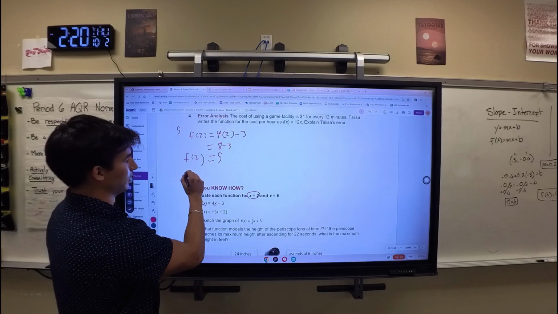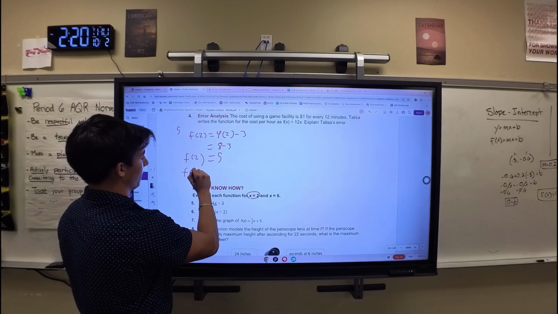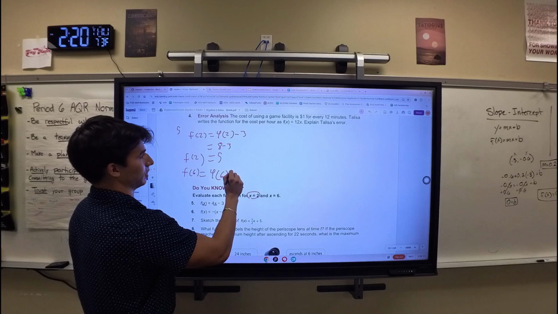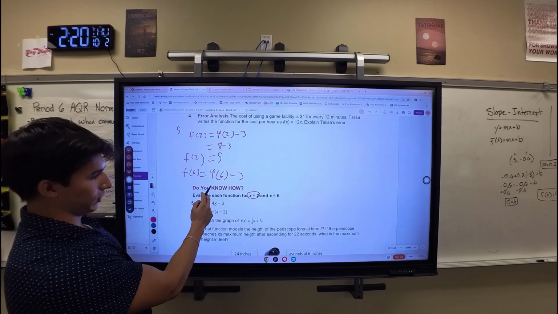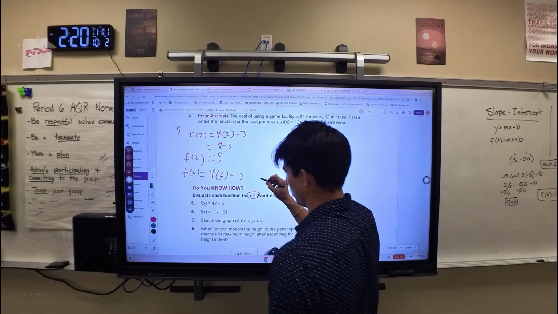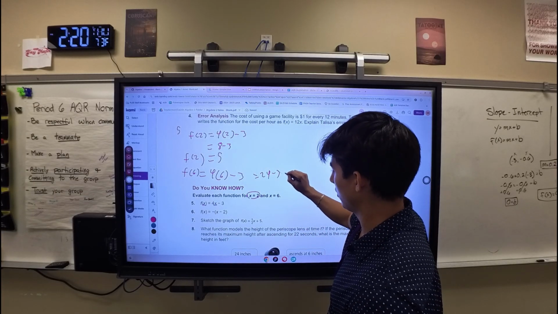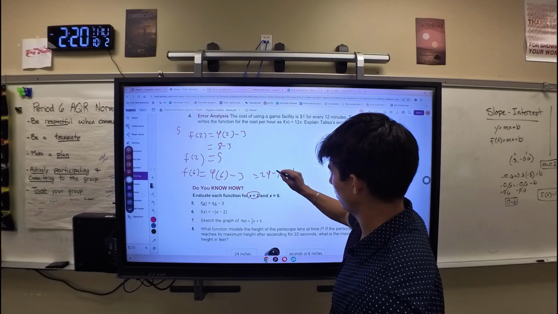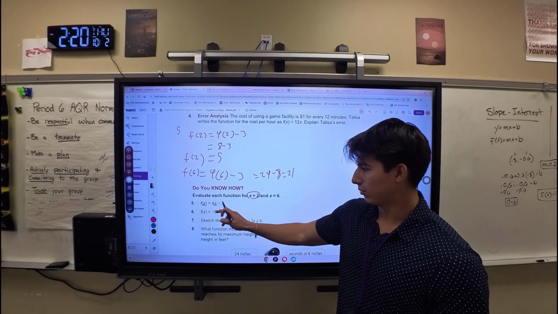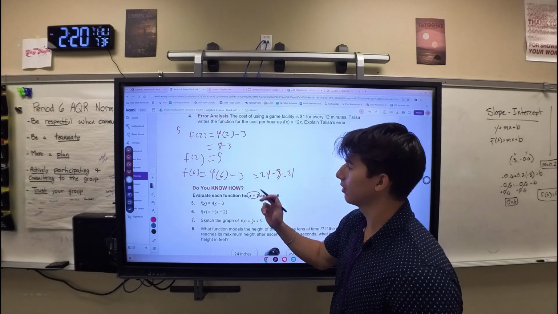And then for f of 6, we're going to do the same thing, replacing x with 6 this time. This is going to give us 4 times 6 minus 3, which is 24 minus 3, which is 21. So we just subbed in our 2 at x, and we subbed in our 6 at x.